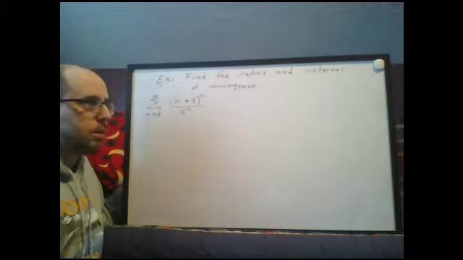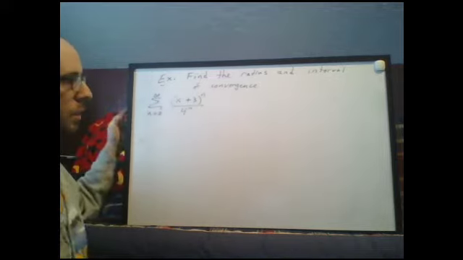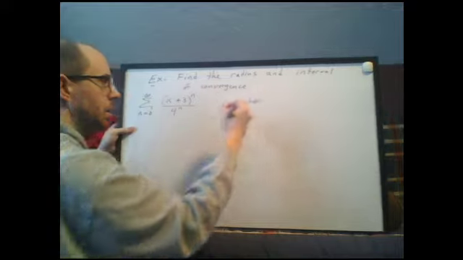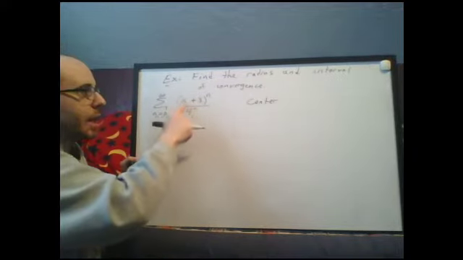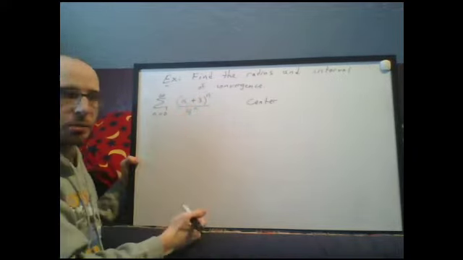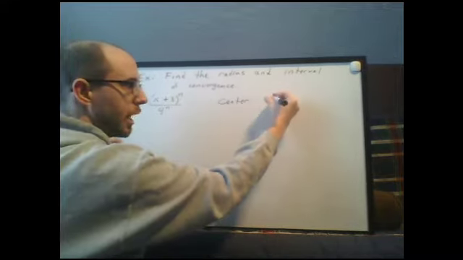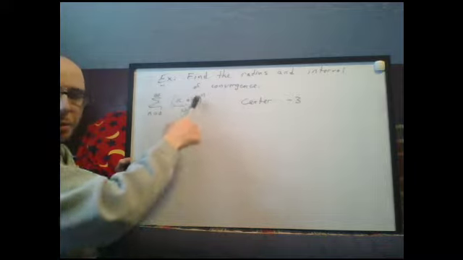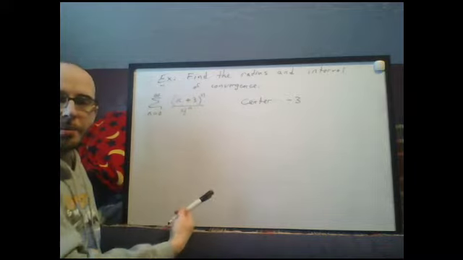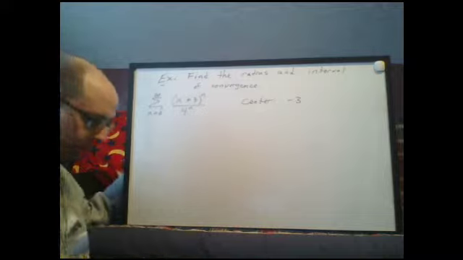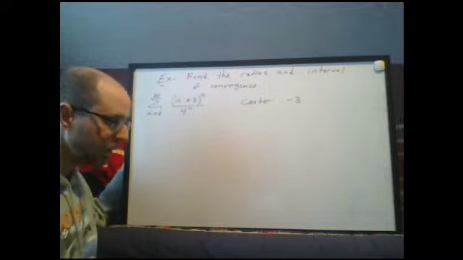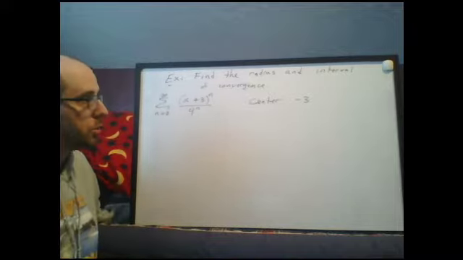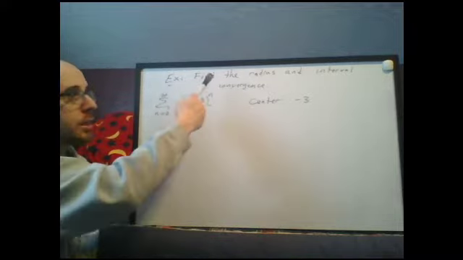Okay, so before we do anything, let me just point out what is the center. Well, the center is the x value that makes these parentheses 0. So in this case, it would be negative 3. When x is negative 3, I just get 0 to the n. Adding that up is going to be 0. All right. Okay, so then what we do is we need to figure out the radius first, essentially.